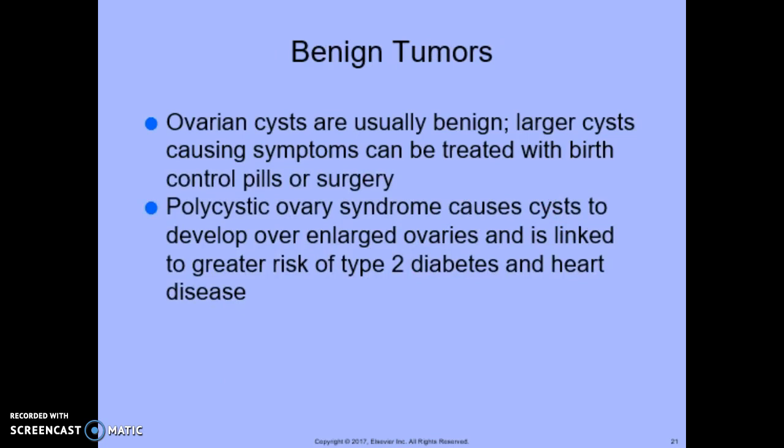Benign conditions like polycystic ovary syndrome can be diagnosed. It depends on the presence of 2 or more indicators, including irregular or no menstruation and high testosterone levels. Ovarian cysts are usually benign. Larger cysts causing symptoms can be treated with birth control pills or surgery. And polycystic ovary syndrome causes cysts to develop over enlarged ovaries and is linked to a greater risk of type 2 diabetes and heart disease.